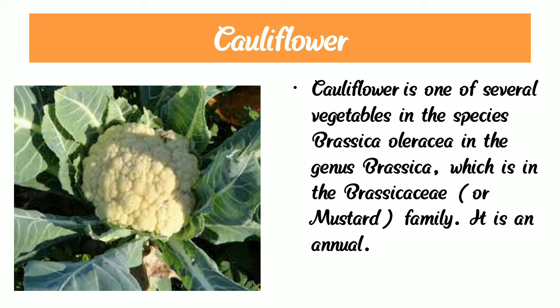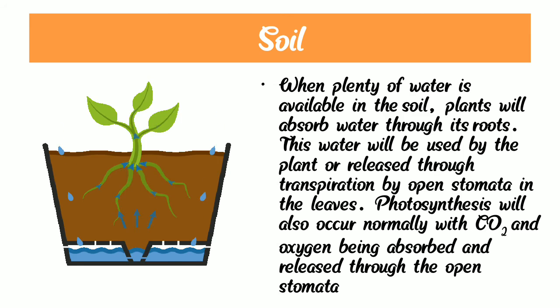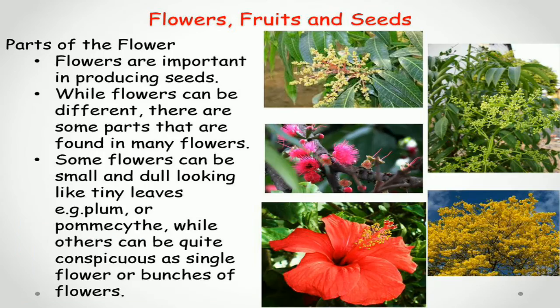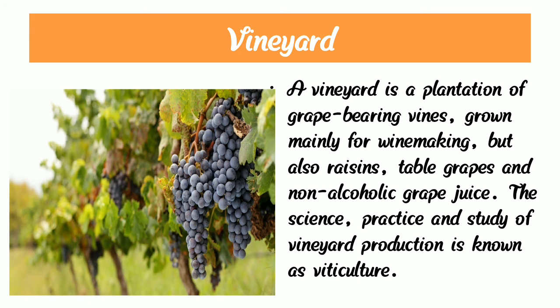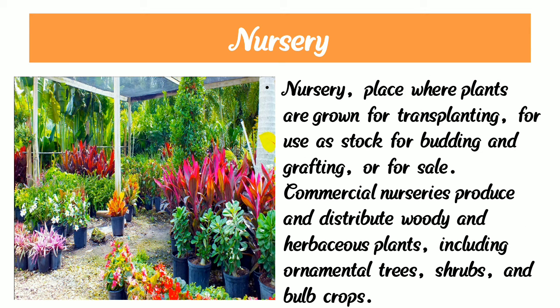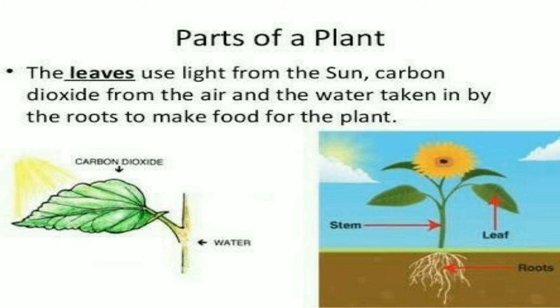So in today's lecture we learn about different types of things, and it's all about plants and nature. Firstly we learn about the vineyard. What is a vineyard? When grapes are grown, we call the place a vineyard. Then nursery. Young plants are cared for in a nursery. Then leaf. A leaf makes food.